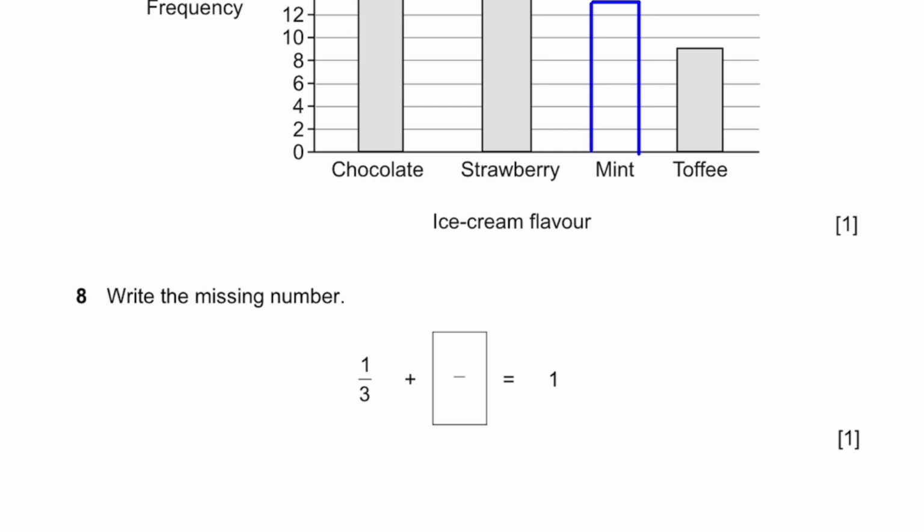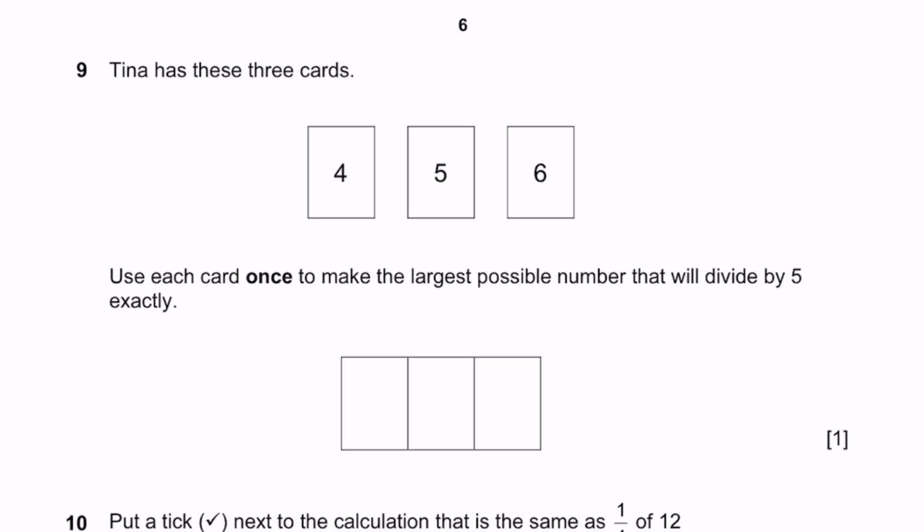And the width of the bars, all of them should be equal. Question 8, write the missing number. 1 by 3 plus dash is equal to 2 by 3. Question 9, Tina has these 3 cards.